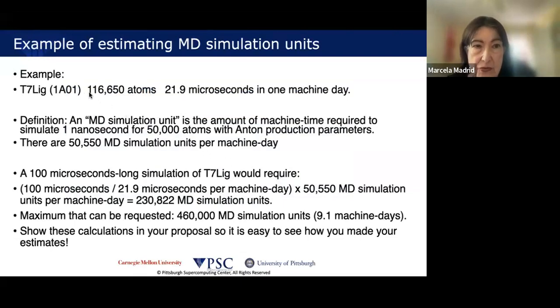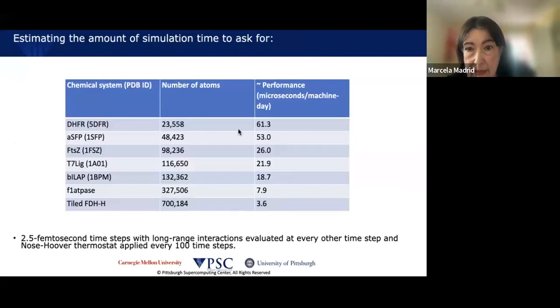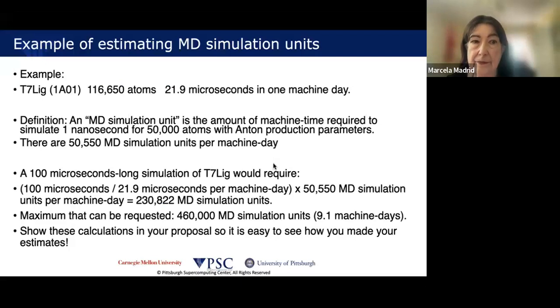For example, if your system consists of 116,650 atoms, it will take 21.9 microseconds per machine day. And it's important to know, by definition, there are 50,550 MD simulation units per machine day. And so from there, I show here how you can extrapolate how many simulation units you would need.